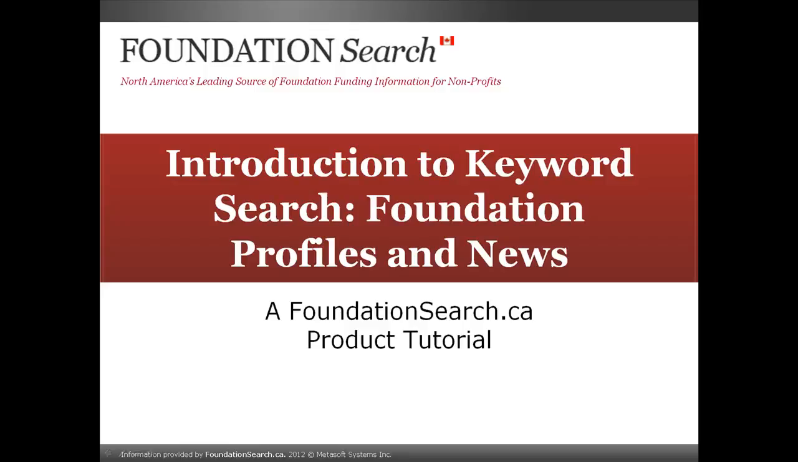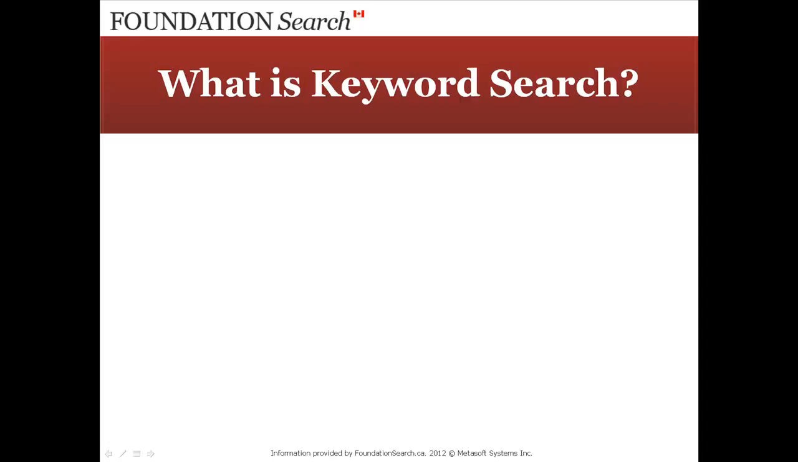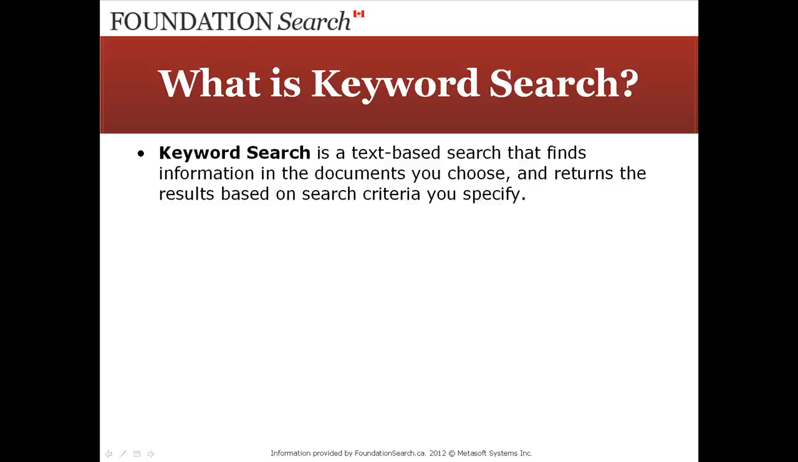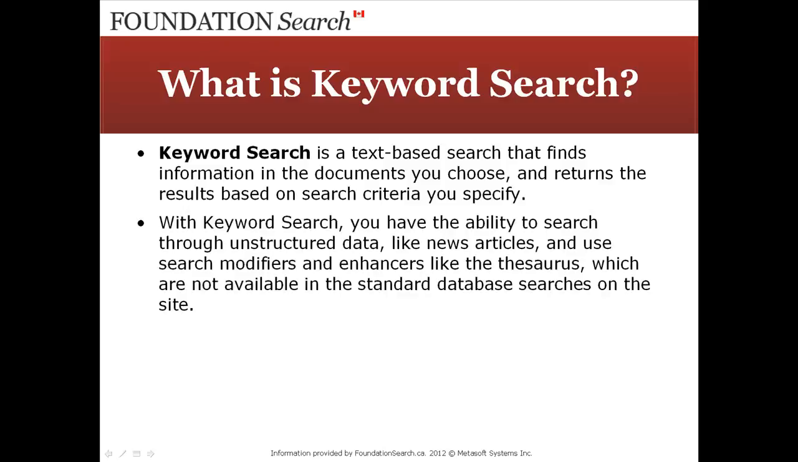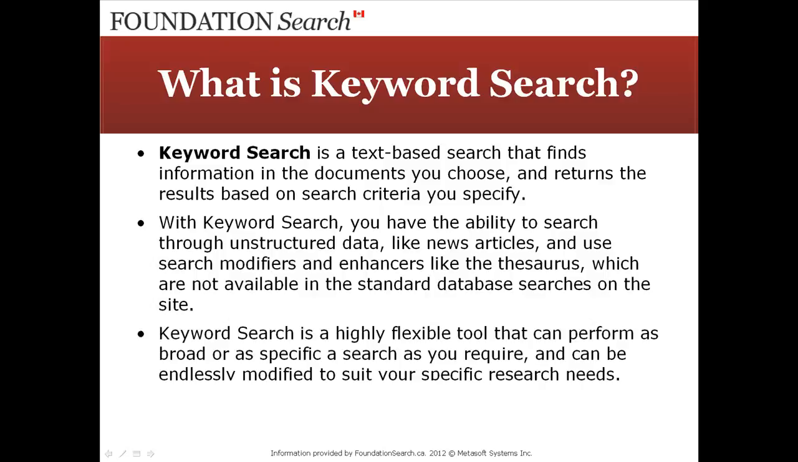Introduction to Keyword Search. What is keyword search? Keyword search is a text-based search that finds information in the documents you choose and returns the results based on search criteria you specify. With keyword search, you have the ability to search through unstructured data, like news articles, and use search modifiers and enhancers, like the thesaurus, which are not available in the standard database searches on the site.